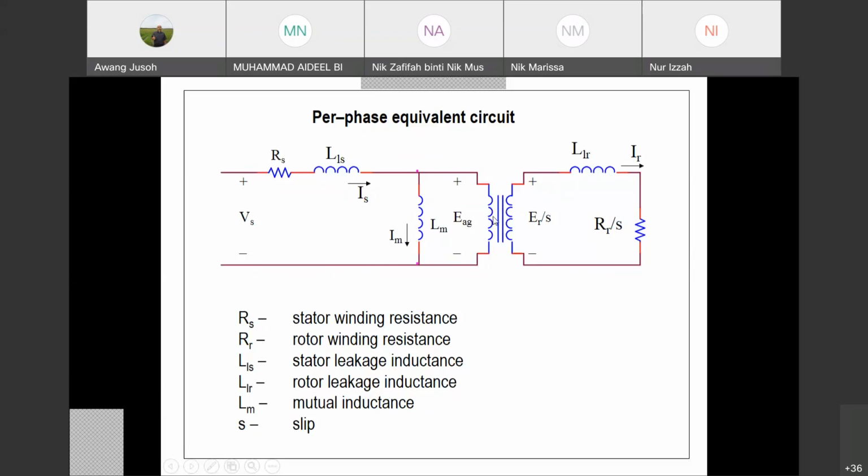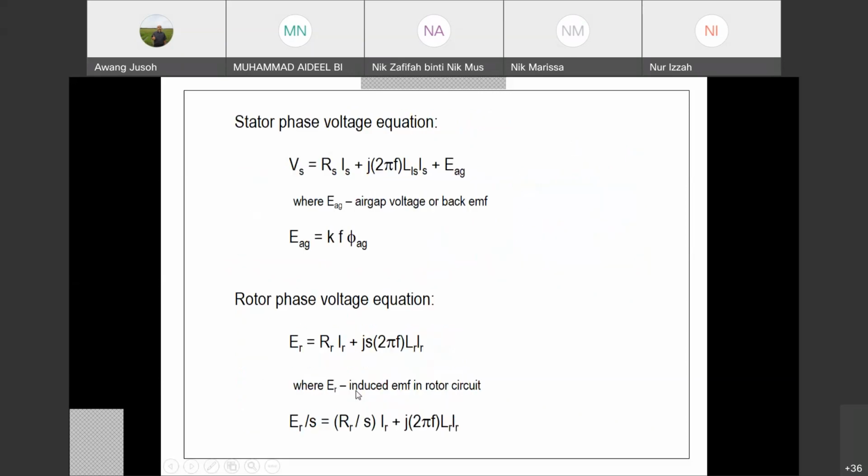This is the symbol of the stator winding. This symbol is for the rotor winding, and here you have the air gap, or transformer air gap, like that. And this ER over S represents the rotor voltage.